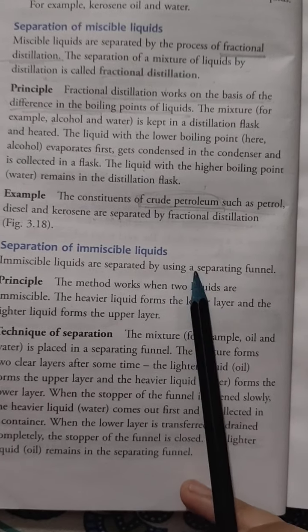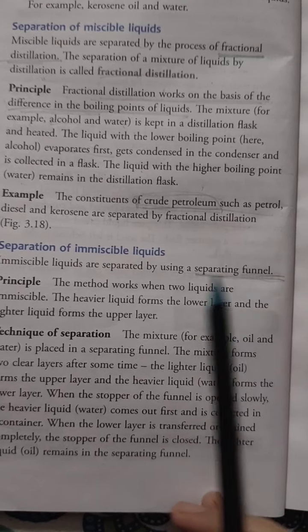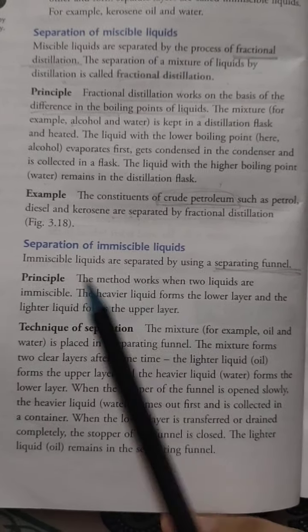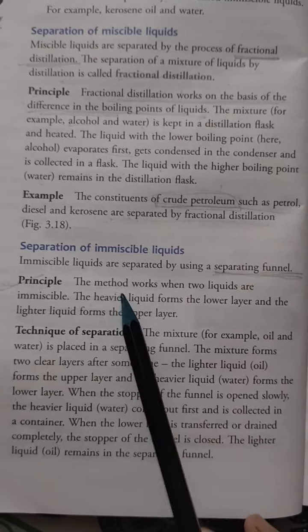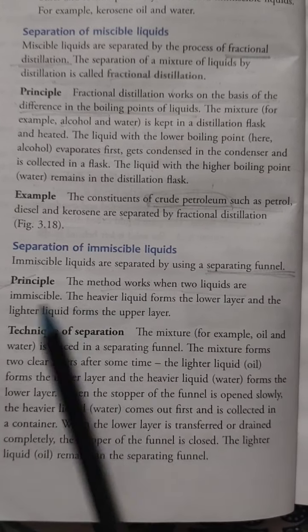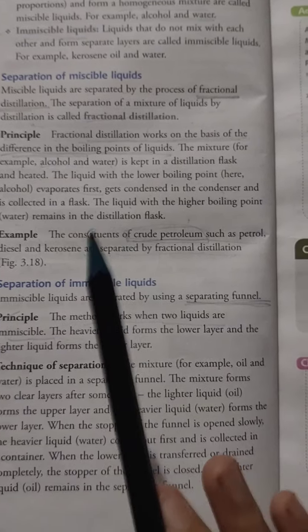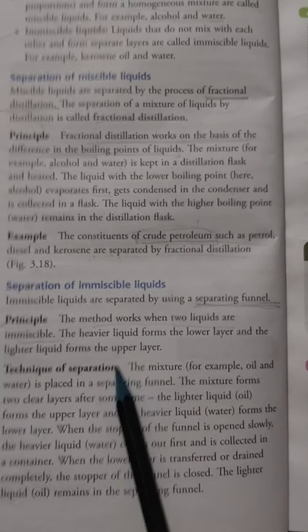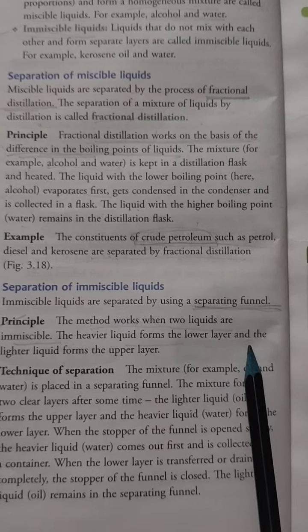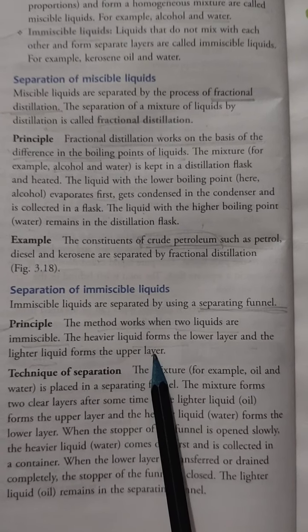So they are separated using a separating funnel. Okay, this is very easy process. So what is the principle behind this? The method works when two liquids are immiscible. Immiscible मतलब दो अलग अलग सेपरेट लेयर्स में फॉर्म होती है वो लिक्विड्स. द हैवियर लिक्विड फॉर्म्स द लोअर लेयर एंड द लाइटर लिक्विड फॉर्म्स द अपर लेयर.